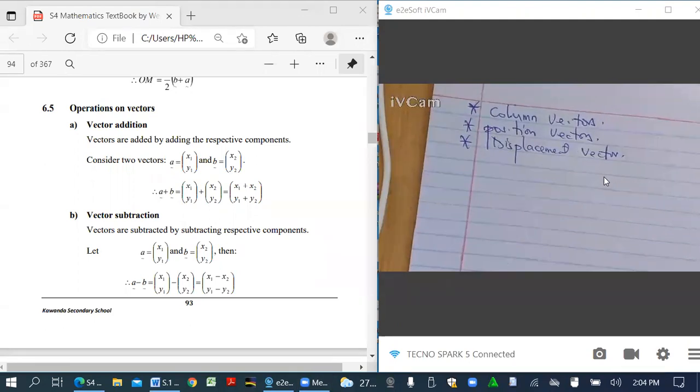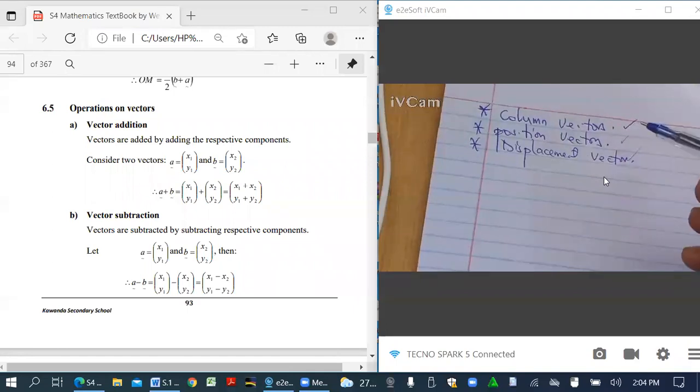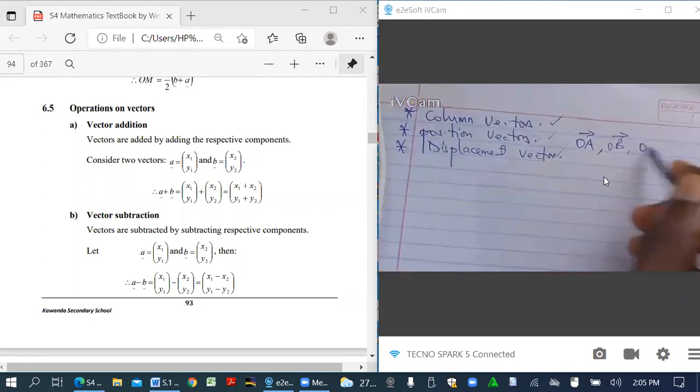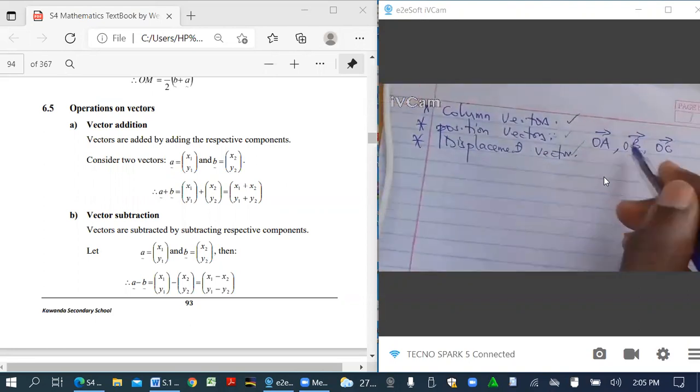So we know how to present, we know how to convert from coordinate form to column vectors, then displacement vector, then position vectors. For position vectors, the movement must have started from the origin, which we write as OA. OA is a position vector. OB is also a position vector. OC is also a position vector. As long as we have the letter O, O is standing for the origin, okay?